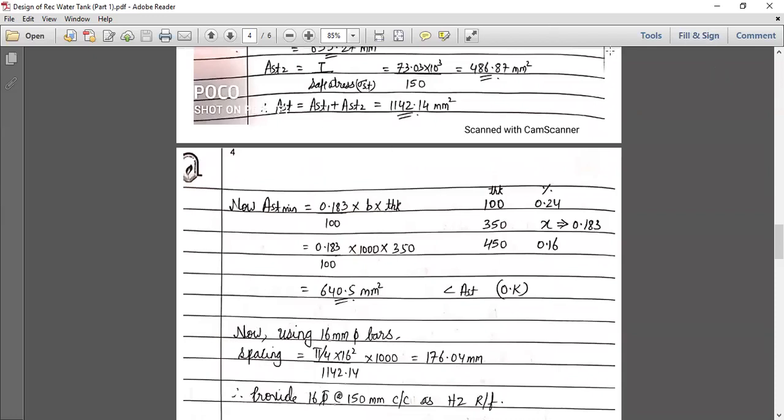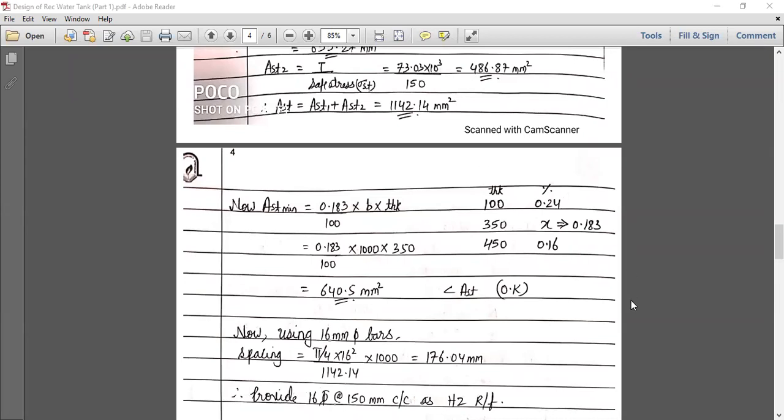So we got the value of AST. So just check with AST minimum. What is the equation of AST minimum? 0.35% B into thickness by 2. So just check with that. Okay, so I think it will be less than AST required.